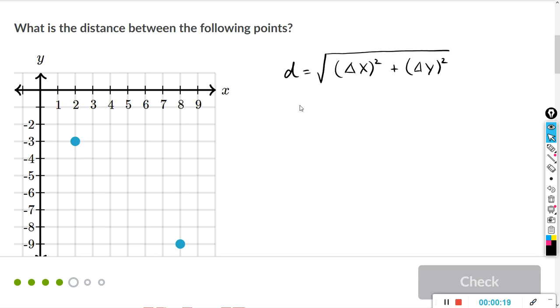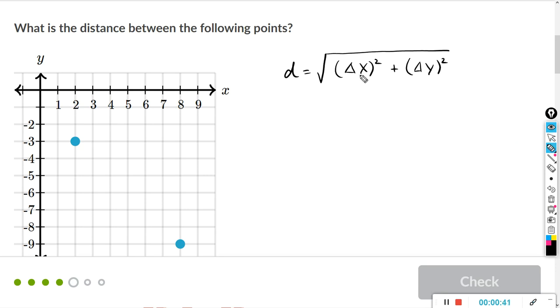Okay, recall that the distance formula is the square root of the change in x squared plus the change in y squared. Okay, this triangle, that's just a Greek letter, delta. It just means change in. So we can just go to the graph and count.